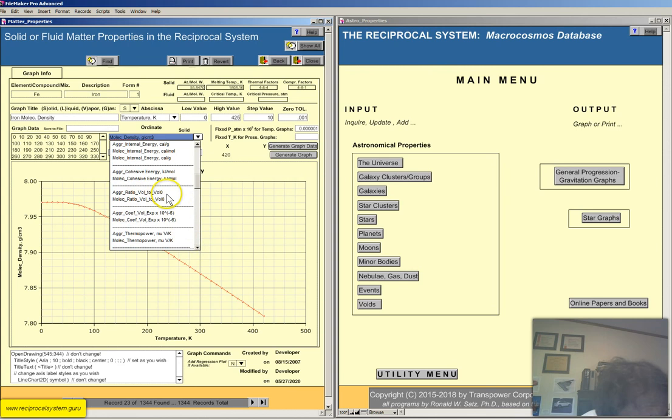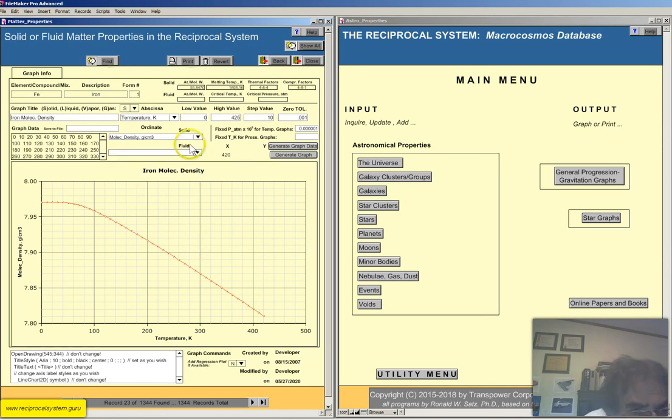Aggregate ratio of volume to the baseline volume V0, at 0 temperature and pressure. Molecular ratio of volume to volume V0, that's at 0 temperature and pressure. Aggregate coefficient of volume expansion rate times 10 to the minus 6, and then ditto for the molecular coefficient of volume expansion rate.